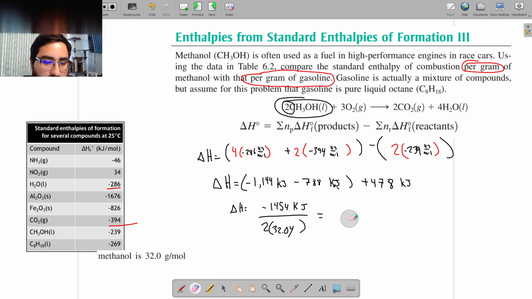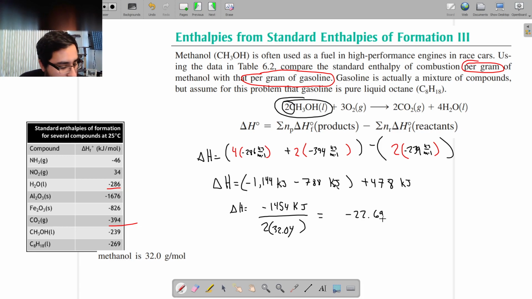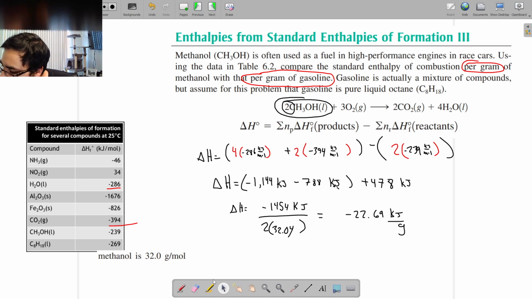Let's find the actual value. So negative 1,454 divided by 64.08, and that gives us a value of negative 22.69 kilojoules per gram. And this is per gram of CH3OH. All right. So if you have 1 gram of methanol, it can release that much energy. Pretty nice. Now let's compare. Is that the correct value? That should be. Yeah, it is.